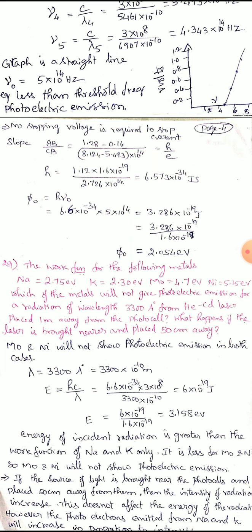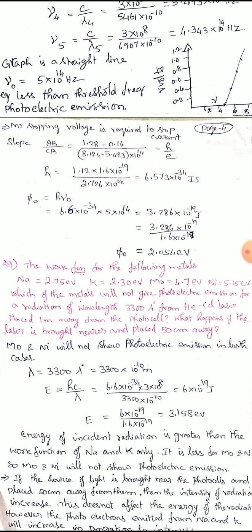Then go for the phi naught value. Phi naught is equal to H nu naught. Substitute the value of H and nu naught. You will get the answer as 3.286 × 10^-19 joules. Then convert it into electron volts by dividing it by 1.6 × 10^-19. You will get the answer as 2.05 electron volts. So this is the work function.